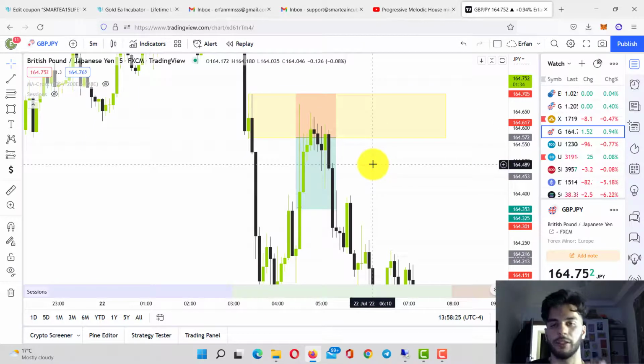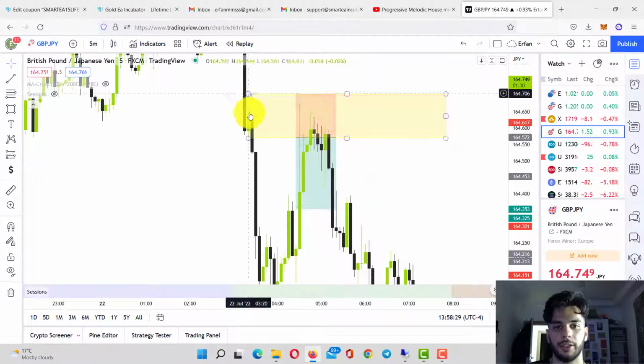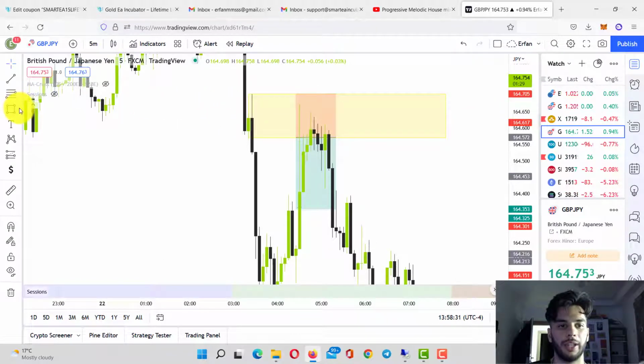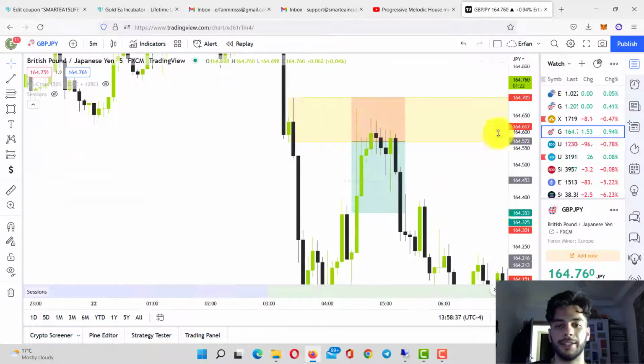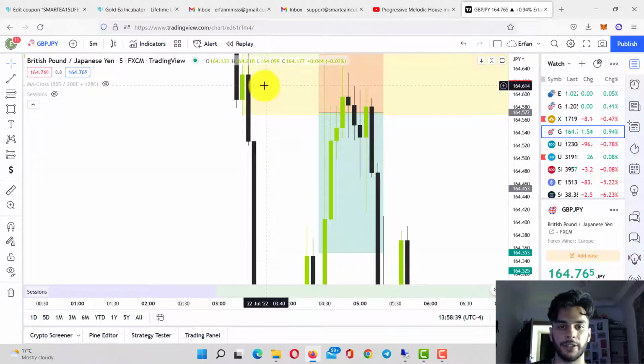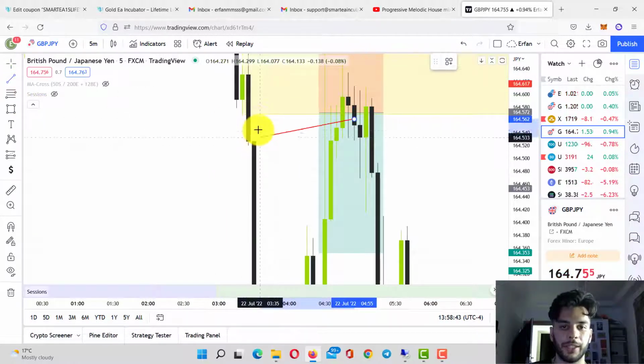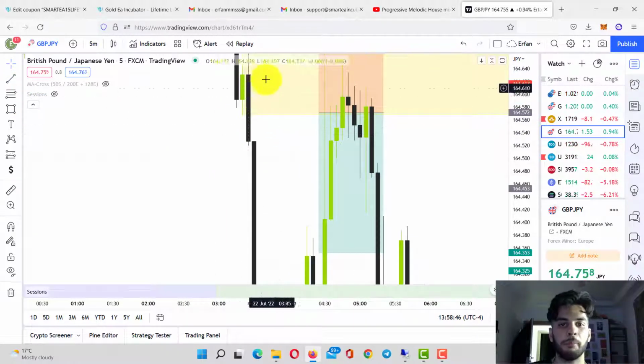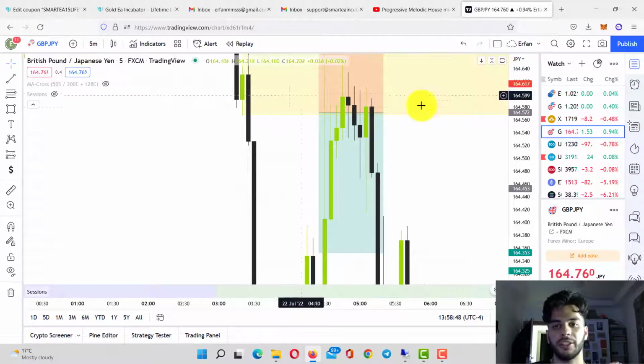So again, in order to find a high probability supply zone, you need to find the last bullish candle. This is the last bullish candle. Then you use your rectangle, you cover the entire candle, and after that you'll notice that this is the first candle that got out of this zone. The next candle after that is this one. There's a gap in between. This gap itself makes this zone a high probability supply zone.